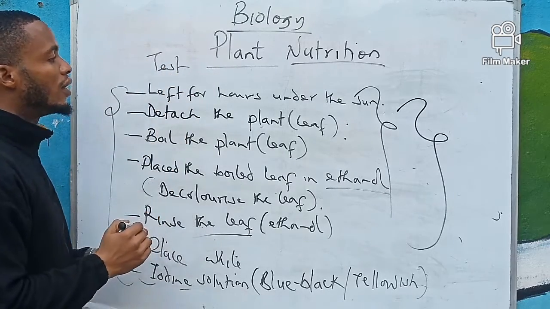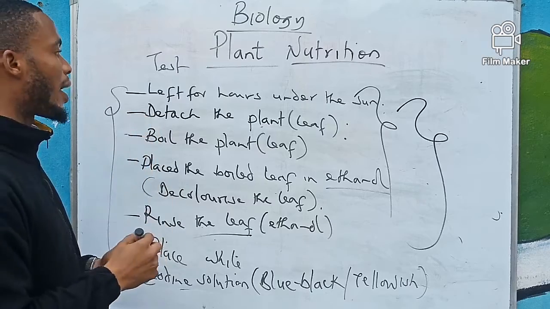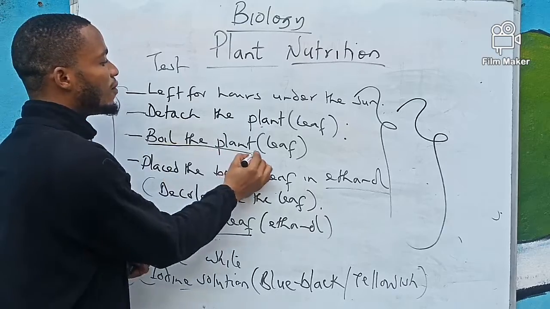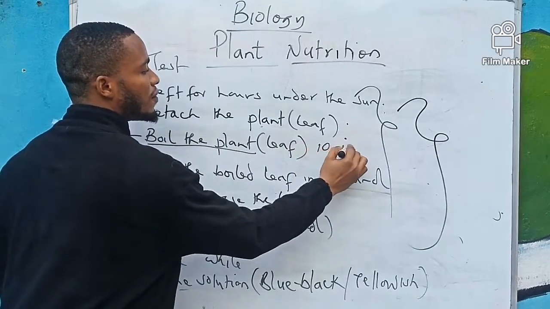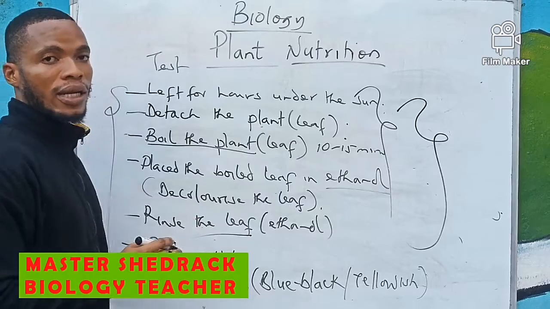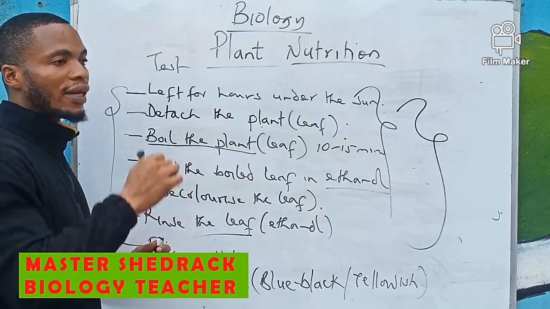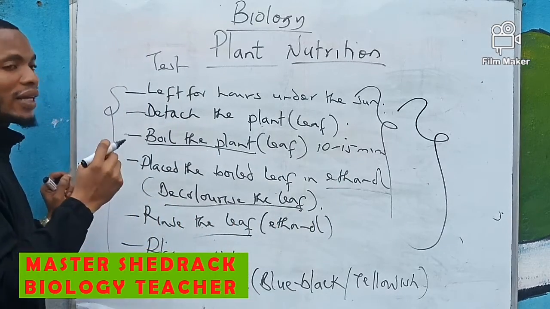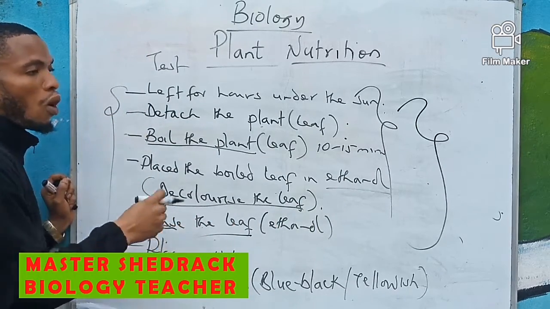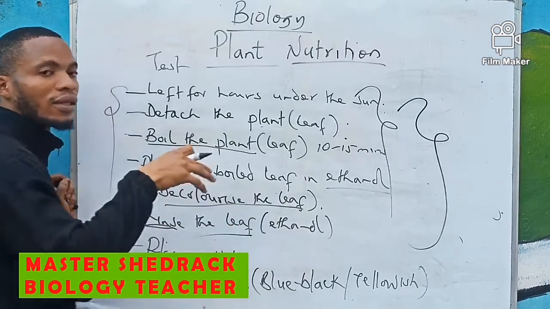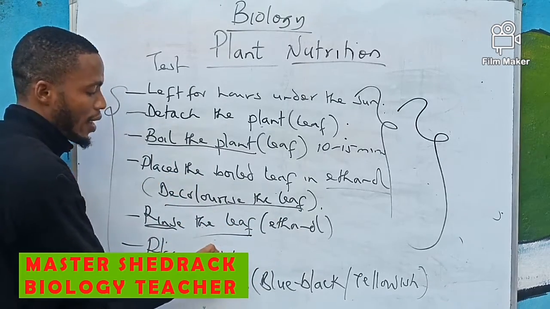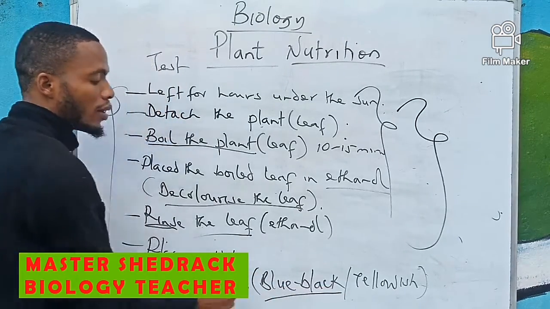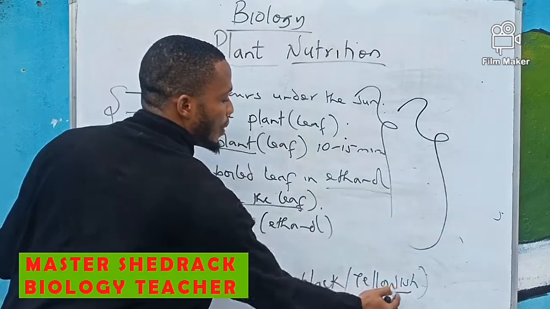First of all, you leave the leaf for hours under the sun to capture enough sunlight. Two, you detach the leaf, you cut it from the tree. Next, you boil the leaf for 10 to 15 minutes. Why do you boil it? To kill all the cells. Next, you place the boiled leaf in ethanol. Why? To decolorize, to make the leaf become whitish. After that, you rinse it in warm water to remove any ethanol left on the leaf. Next, you place it on a white tile and add iodine solution. If it gives you blue-black coloration, that means starch is present. If it gives you yellowish, that means starch is absent.